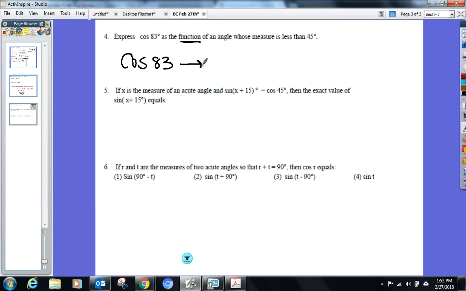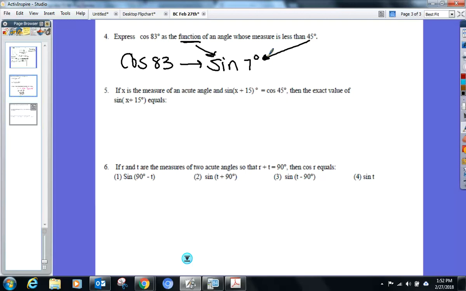It would be sine, yep, there's the function you need, sine of 7, because they've got to be complementary, and there's your angle less than 45. So that's what I was asking. Is there anything I can ask?